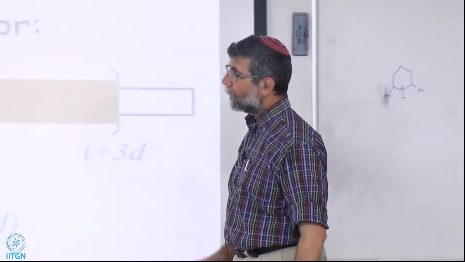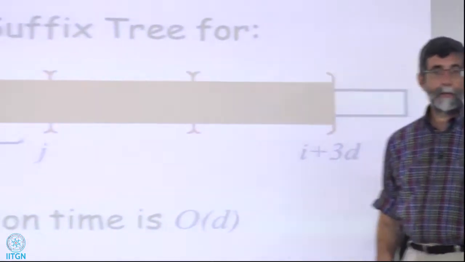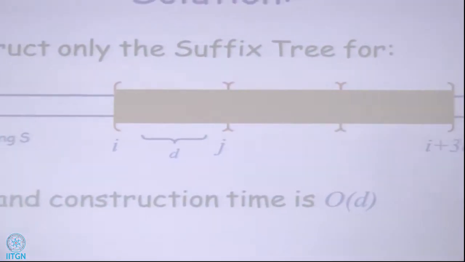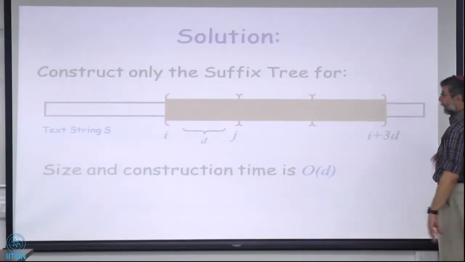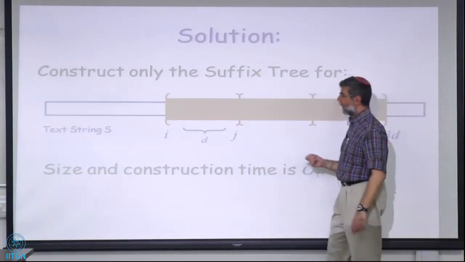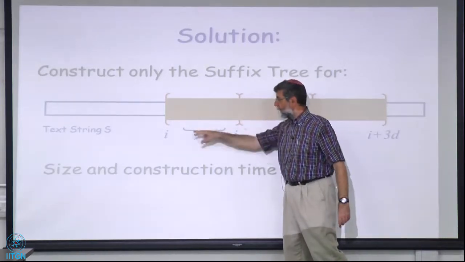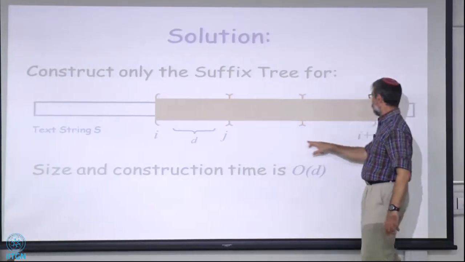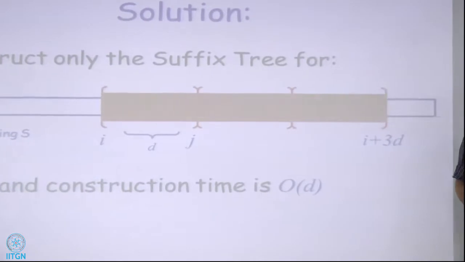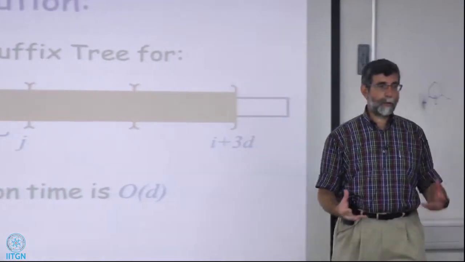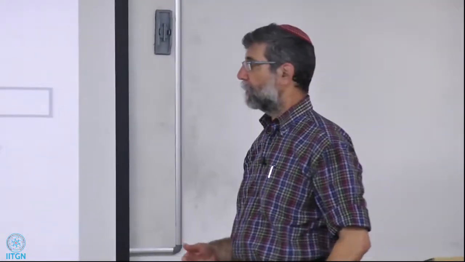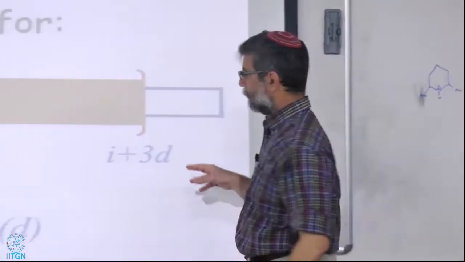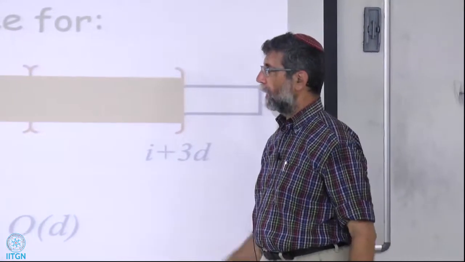So our solution is going to be, yes, we're going to build the short suffix tree. So we're not going to build the suffix tree of the entire thing, but when you get a range ij, build the suffix tree from I to I plus 3d. So that is still O of d, the pre-processing time. So your time to build the suffix tree is O of d.